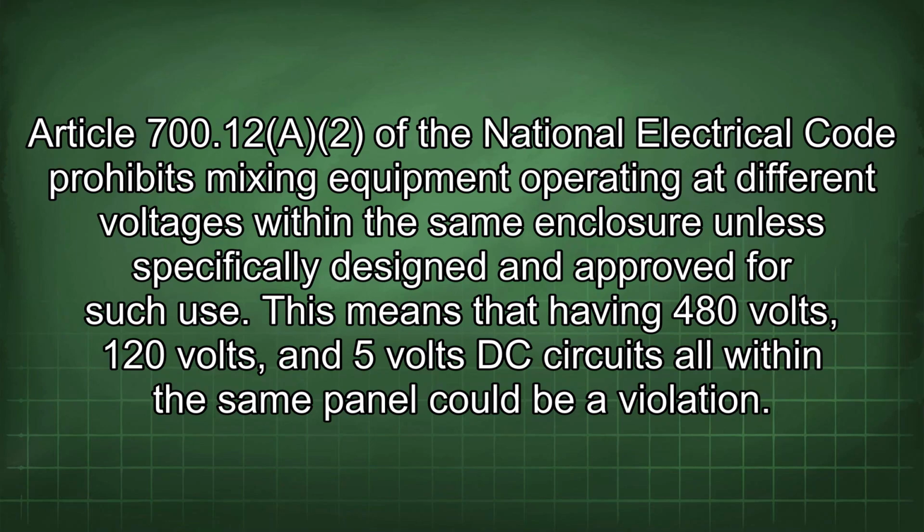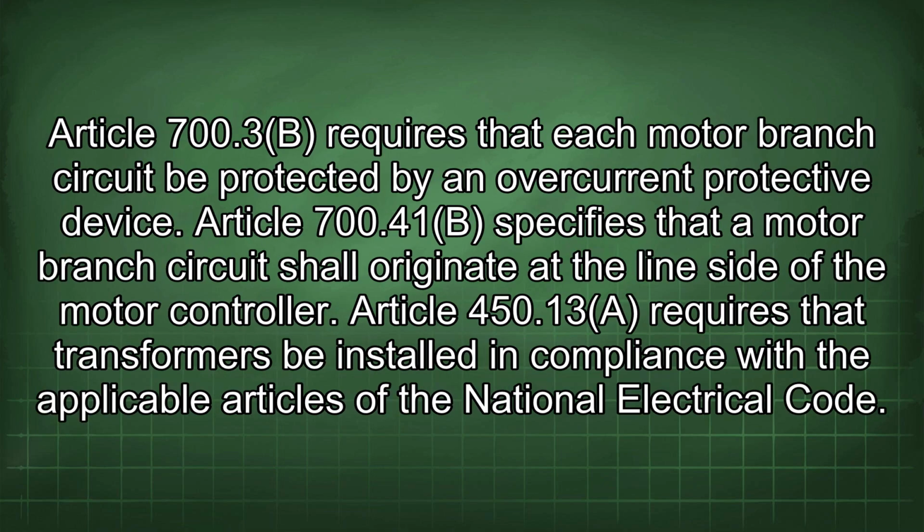Article 700.12 of the National Electrical Code prohibits mixing equipment operating at different voltages within the same enclosure unless specifically designed and approved for such use. This means that having 480 volts, 120 volts, and 5 volts DC circuits all within the same panel could be a violation.